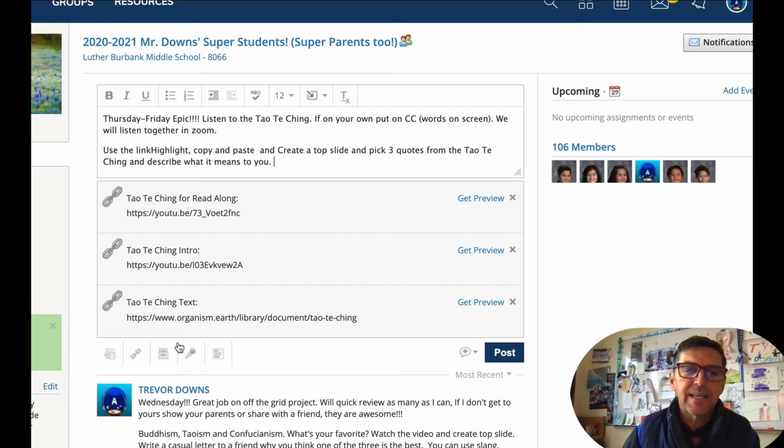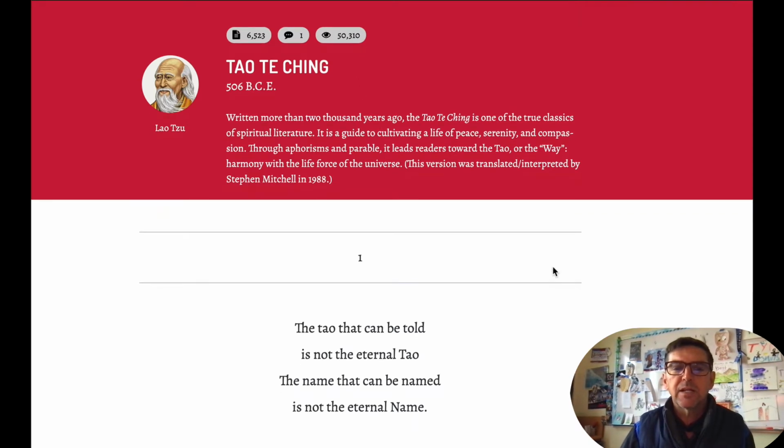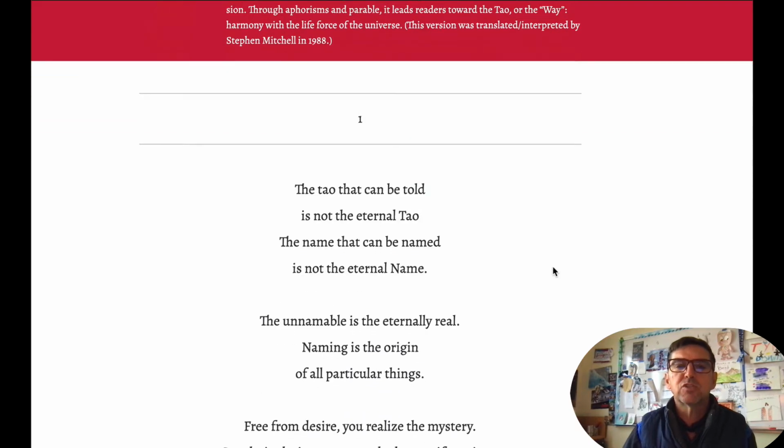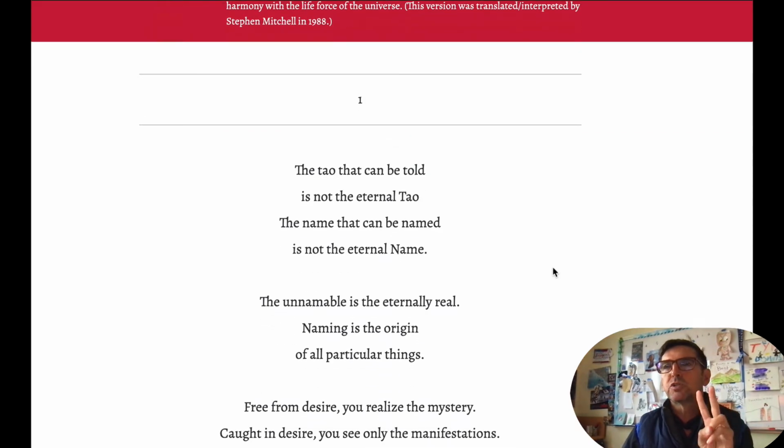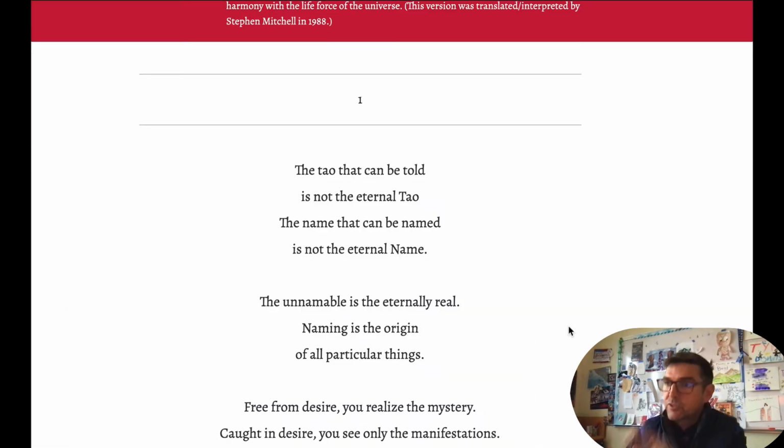Then we're going to dive into the text itself right here, which is, and we can have a little bit of an intro there, 506 BC, Tao Te Ching, and we're going to look at that text, and I want you to find 3 quotes. Remember, this is Thursday, Friday, Epic. 3 quotes. When I say a quote, I want one section.